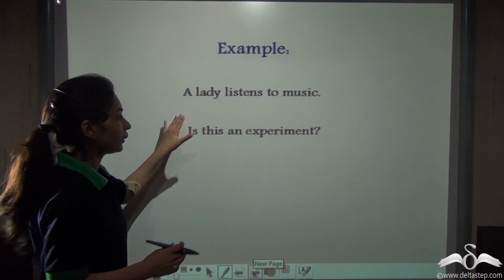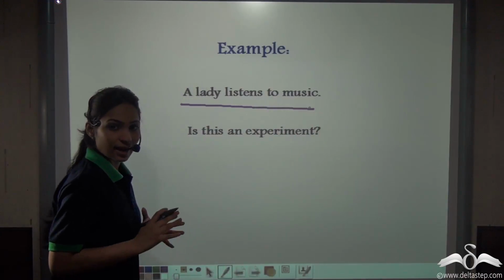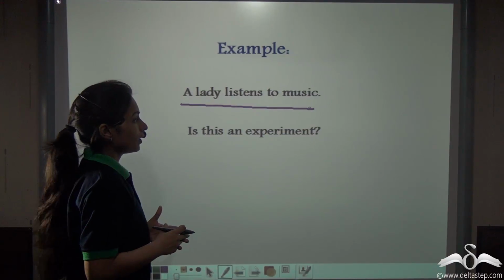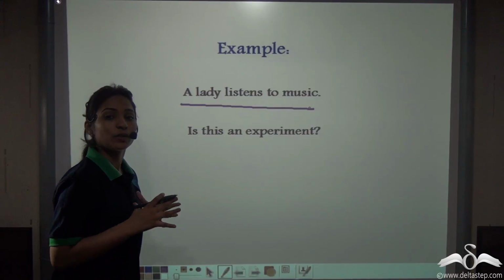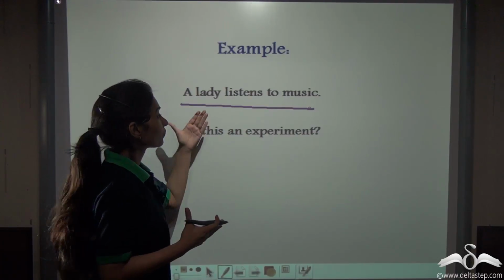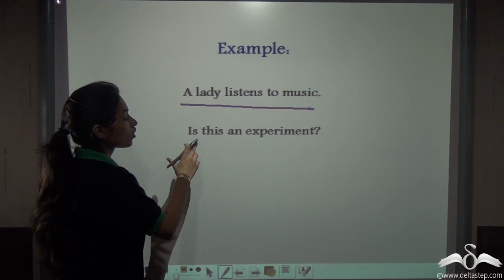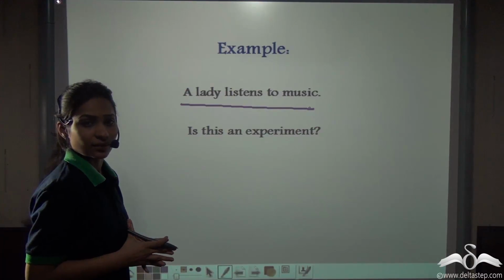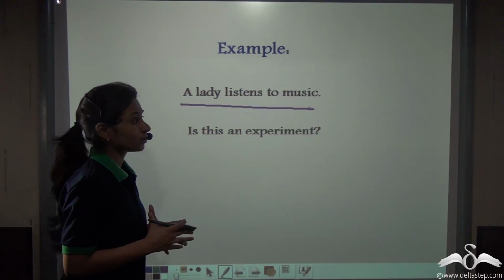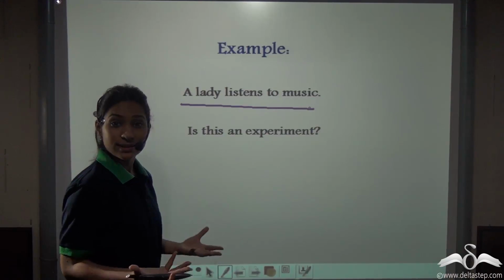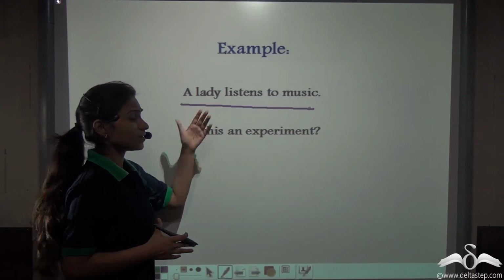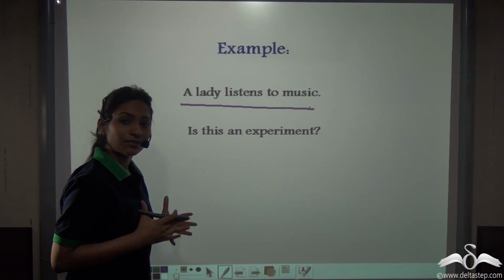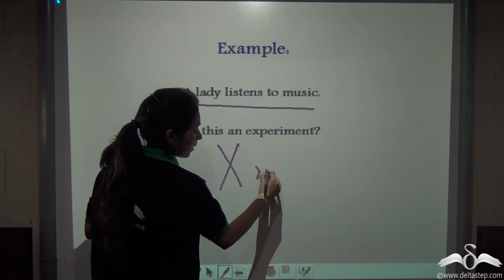Now, here again we have an activity. A lady listens to music. This is an activity. Now, is this an experiment? Can you tell me? Well, going back to the definition of an experiment, what did we learn? It is an activity that leads to a set of clearly defined outcomes. So, does this activity lead to clearly defined outcomes? Well, what can be the outcome of this activity? She can go and do some work. She can go and read a book. She can go and sleep. There can be unlimited outcomes of this. So, we do not actually know what the outcomes of this activity will be, and they are not clearly defined. So, this is not an experiment.